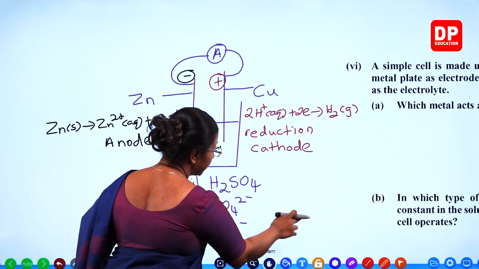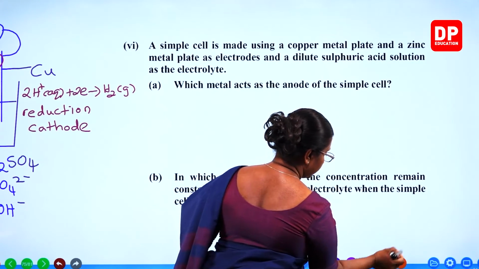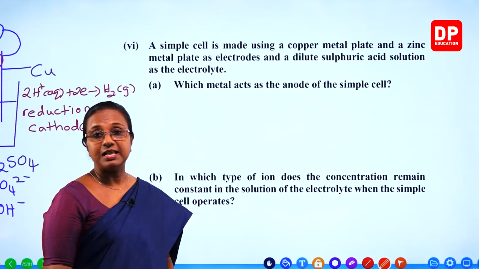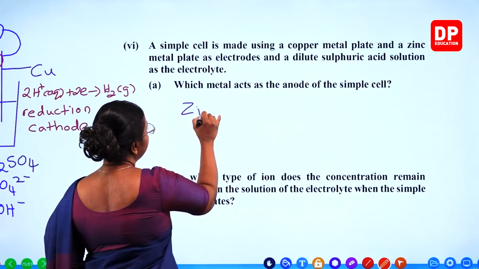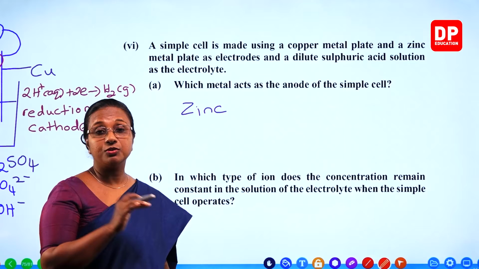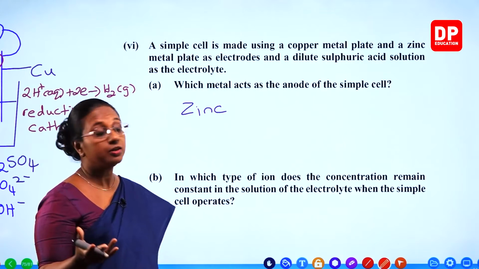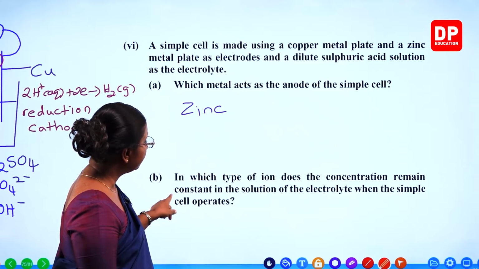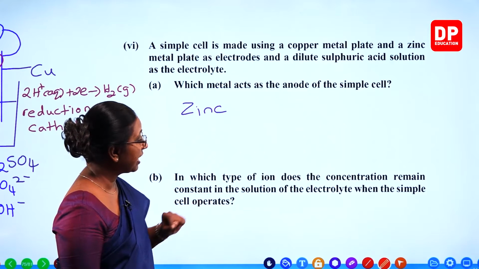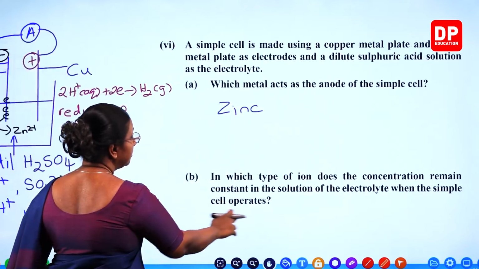So now if we answer the questions based on this, which metal acts as the anode of the simple cell? Which metal? Zinc. We have understood that oxidation occurs at zinc. That is the convention. So here zinc undergoes oxidation. Zinc metal dissolves. You see the liberation of gas bubbles near copper. Then B part. In which type of ion does the concentration remain constant in the solution of the electrolyte when the simple cell operates? Now here there were three different ions.